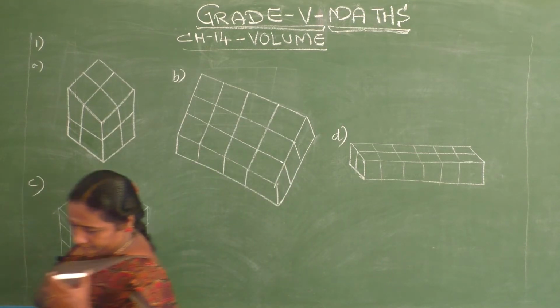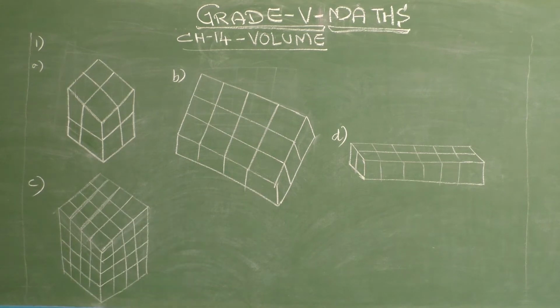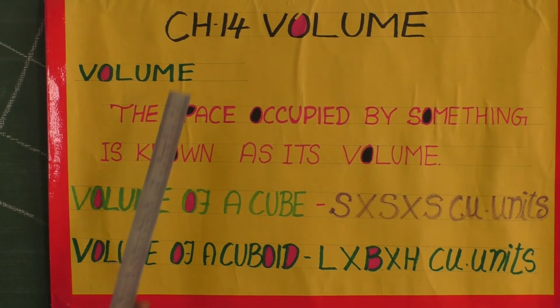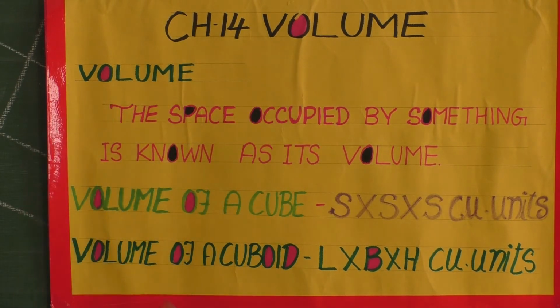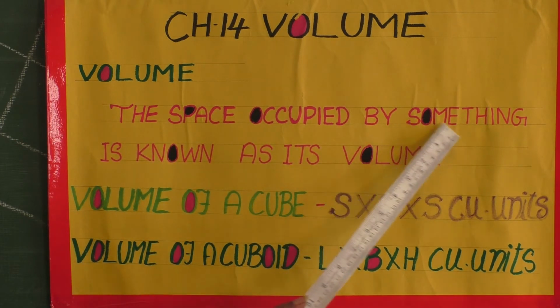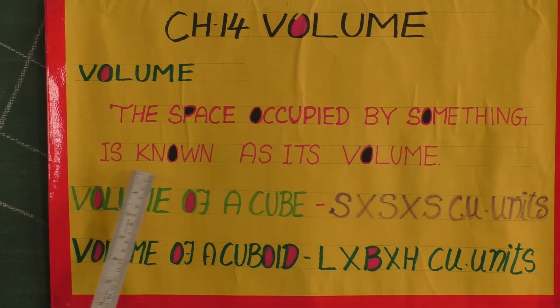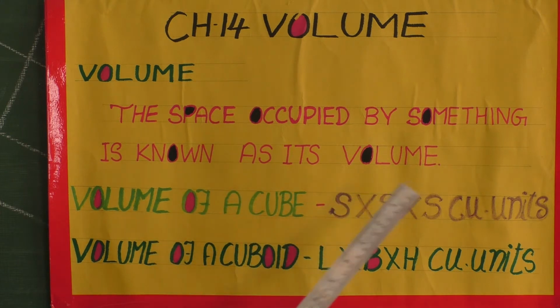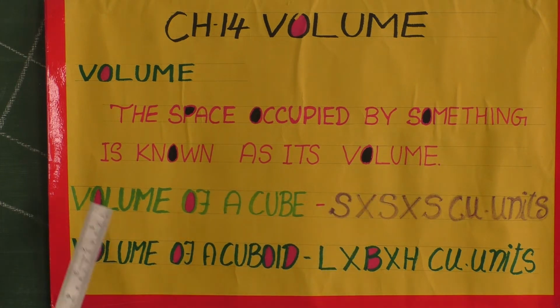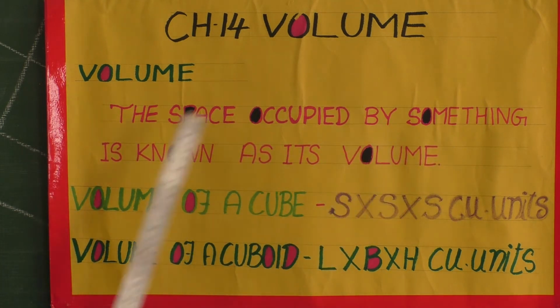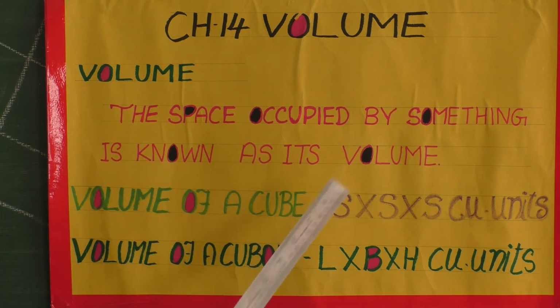Okay, ma'am. What is meant by volume? Volume means the space occupied by something. The space occupied by something is known as its volume.